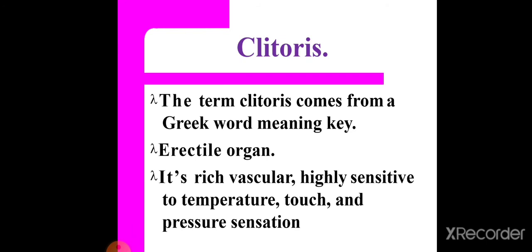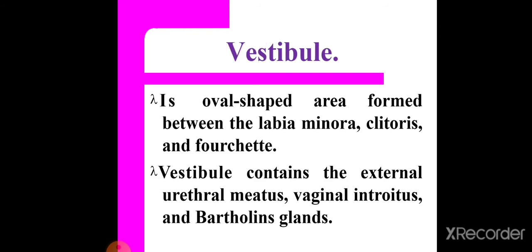Then we have the clitoris. The term clitoris means key. It is an erectile organ with a rich vascular supply. It is highly sensitive to temperature, touch, and pressure. Then the vestibule. It is an oval shaped area formed between the labia minora, clitoris, and fourchette. Vestibule contains the external urethral meatus, vaginal introitus, and Bartholin gland.